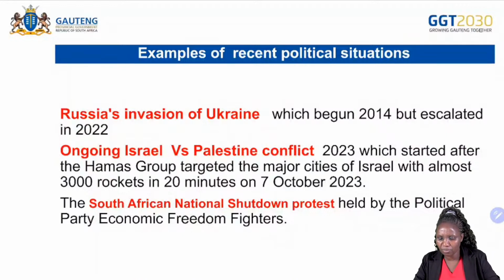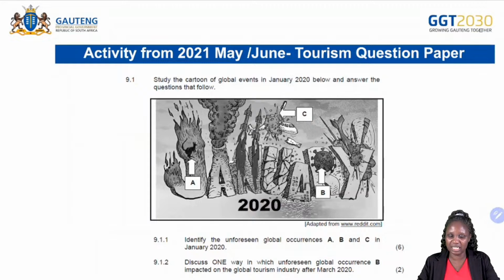2023, which started after the Hamas group targeted the major cities of Israel with almost 3,000 rockets in 20 minutes on 7 October 2023 and kidnapping people. All right. And then the South African national shutdown protest held by the political party Economic Freedom Fighters. Okay. It is a political situation.